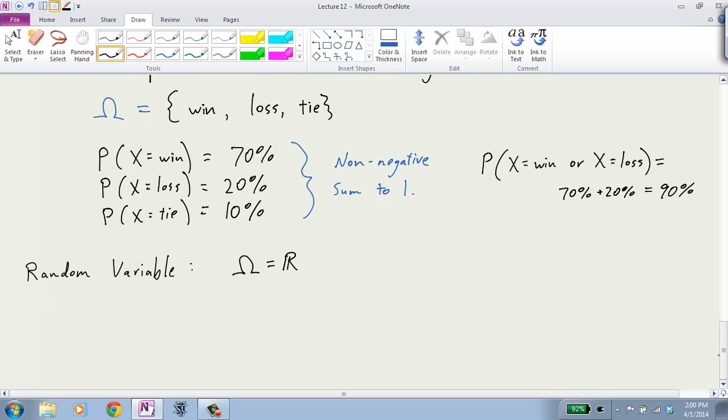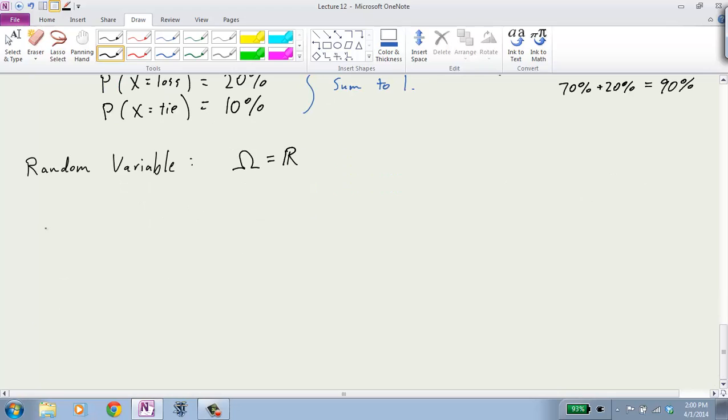Now, it's useful to separate out random variables as discrete and continuous. Discrete has nothing to do with discrete time. Okay, it just means that the space omega is some subset of R that is countable. Think about a finite subset. Okay, so I should say it's in R.